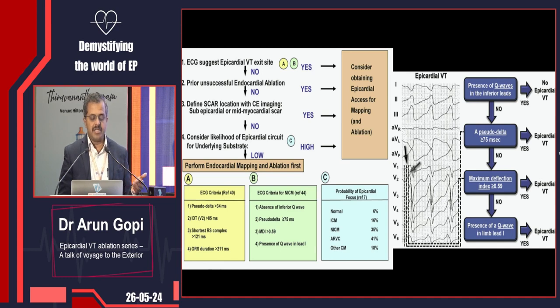Other indications are when there's an unsuccessful endocardial ablation done earlier. If your MR imaging, as described in the previous talk, shows a subepicardial scar, and when you're dealing with substrates like ARVC, sarcoidosis, HCM, ischemic cardiomyopathy, in 16% of cases sometimes the substrate is purely epicardial.